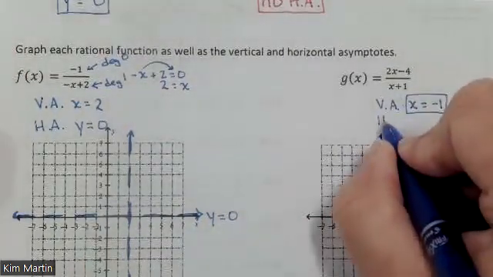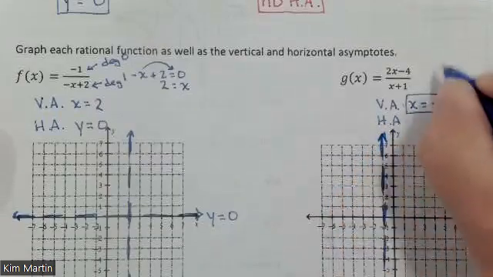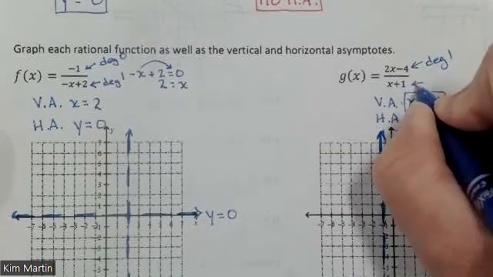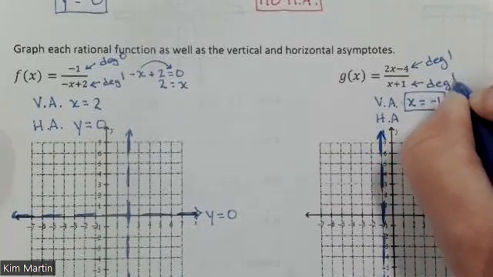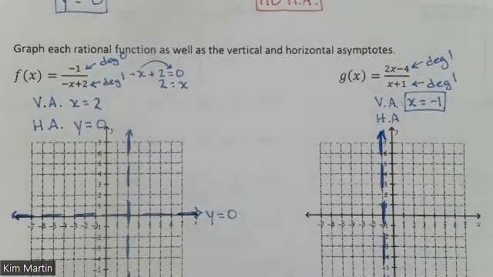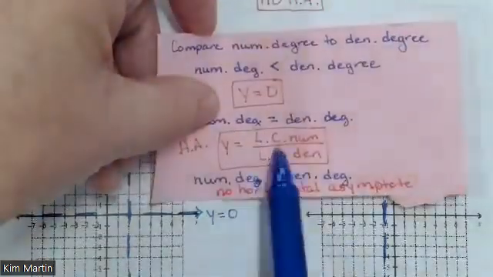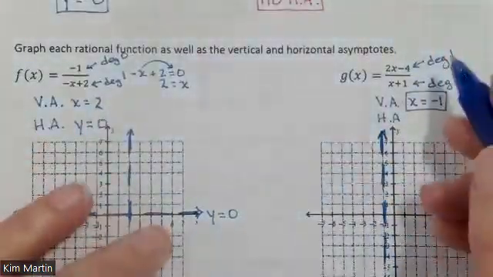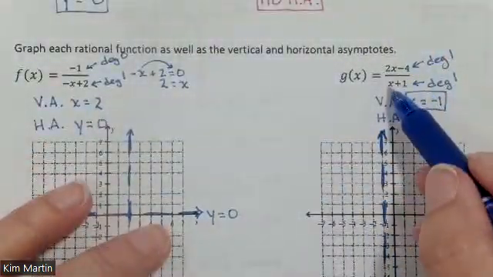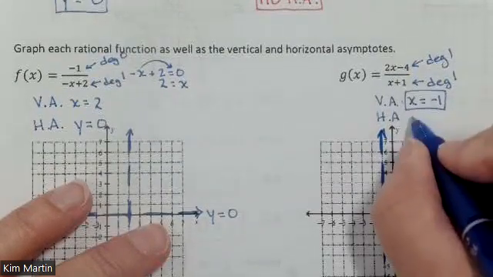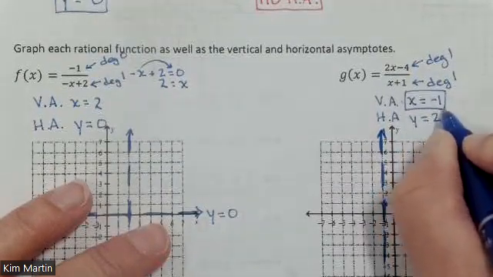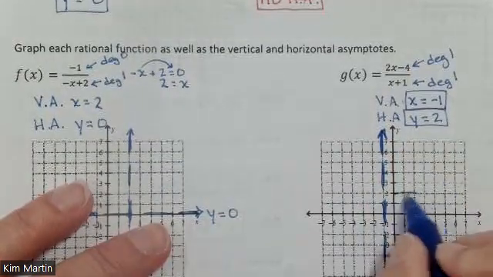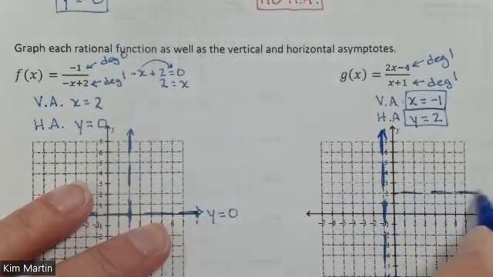Let's find the horizontal asymptote here. Degree of 1. Degree of 1. So you put, they're equal, leading coefficient in numerator over leading coefficient in denominator. So that'd be 2 over 1, which is y equals 2. So right here, you have this horizontal asymptote right here.